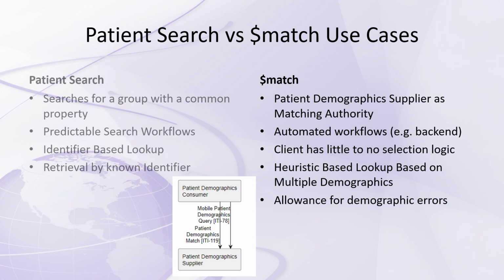Conversely, clients in these scenarios often have little to no selection logic, since there is no user to analyze the results. $match also works well when a heuristic search based on multiple demographics is desired. The patient demographics source can evaluate the provided set of demographics as a whole to determine the best possible match, rather than relying on element-by-element filtering done in searches. This also improves matching in cases where there might be errors in the demographics supplied in the query, such as a nickname rather than a legal name, or transposed digits in an identifier.